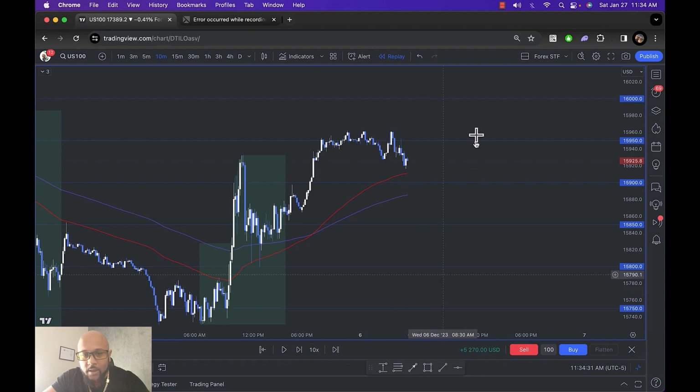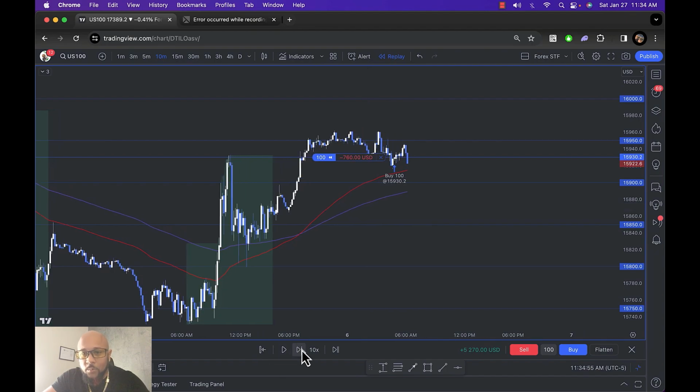All right, I will go ahead and I'll take a long. I would have taken a long right here and to target previous highs, which is that area. Again, market replay, it would have me take a late entry. In a real case scenario, I would have done it right when this candle closed down here.